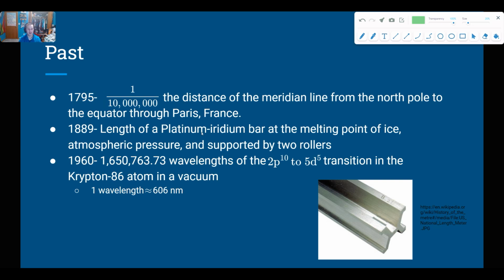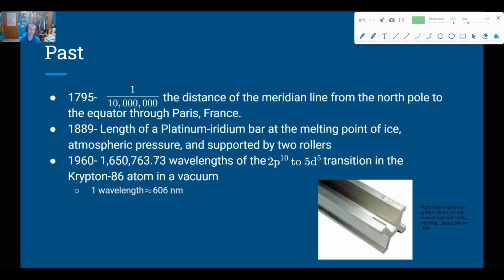In 1889, it was defined as the length of a platinum iridium bar at the melting point of ice at atmospheric pressure and supported by 2 rollers. So, down here on the bottom right, this is just one end of that platinum iridium bar. You need to specify a temperature, because thermal expansion is a thing. If it's at 100 degrees Celsius versus 0, that's going to cause expansion and shrinking of the bar, which will change the length. So that's a problem.